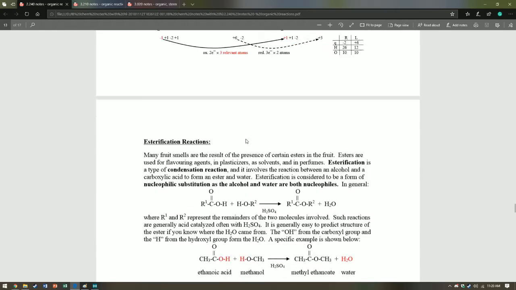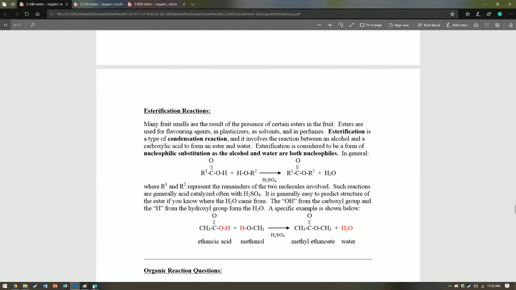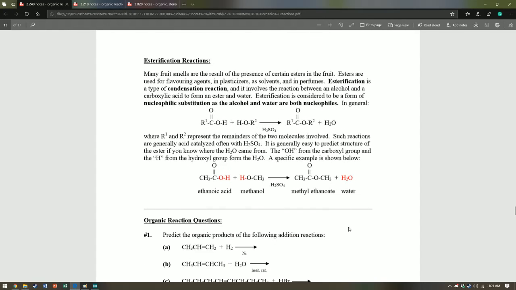Lastly, we consider esterification reactions, which are the formation of esters. The way you form them is you take a carboxylic acid and an alcohol and combine them, and you get water and an ester. It works like an acid-base reaction, where this OH and this H combine to create H2O. They're also called condensation reactions because they form water. And that's really all there is to it.